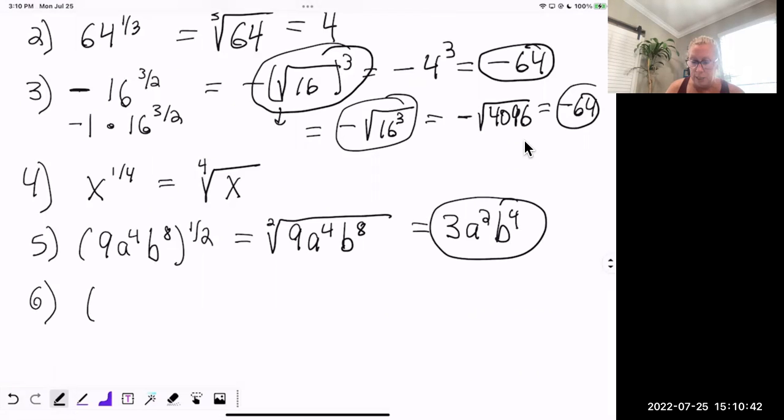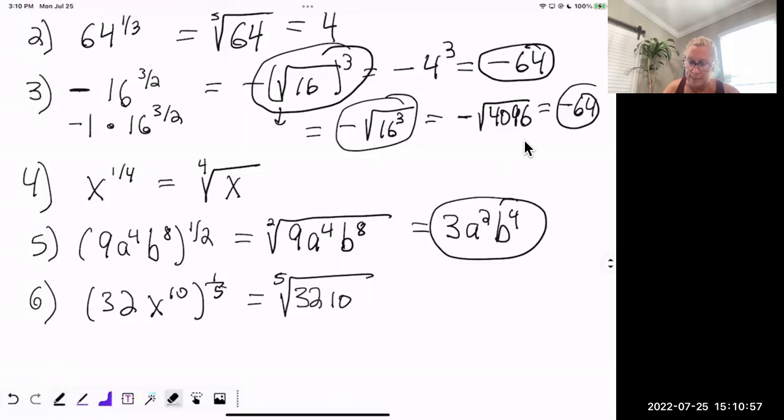All right, let's look at this one. 32, x to the 10th, to the 1/5. Again, I can rewrite it as a 5th root. 32 x to the 10th. And now I can think about each one. Is there a number multiplied 5 times to be 32? Yep, 2. How many 5's are in 10? 2. 2x squared. Answer.